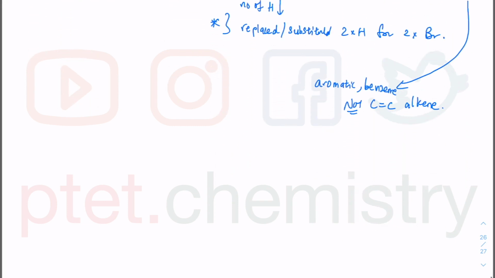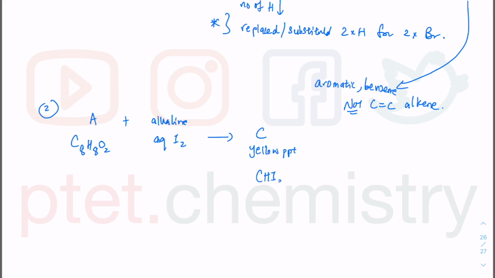So how about the second information given? A reacts with alkaline aqueous iodine. Alkaline aqueous iodine is the test for iodoform. So A is C8H8O2. And what do they give you? They give you a yellow precipitate. This yellow precipitate is the easy thing because this is triiodomethane. Triiodomethane is the positive result that comes from the test, which is a positive test for the CH3CH(OH) functional group or CH3C=O.